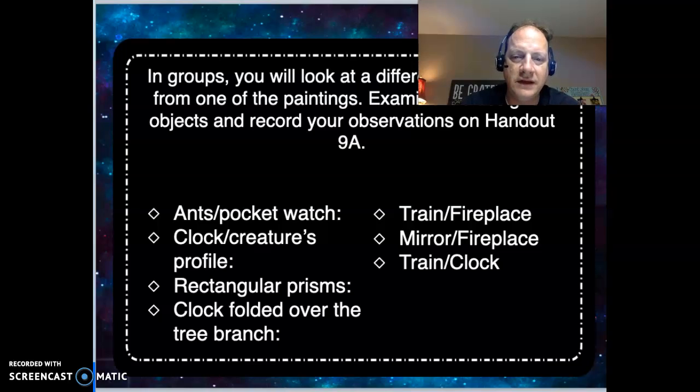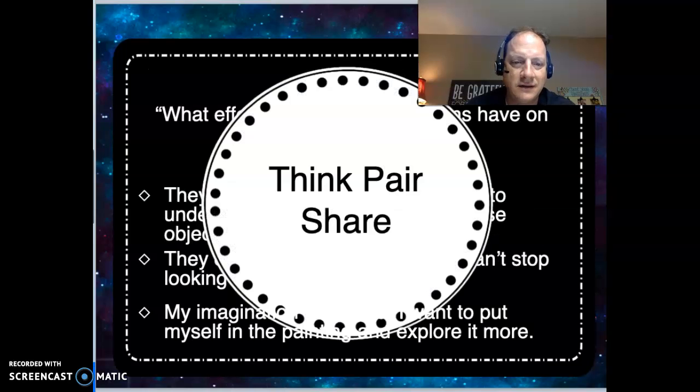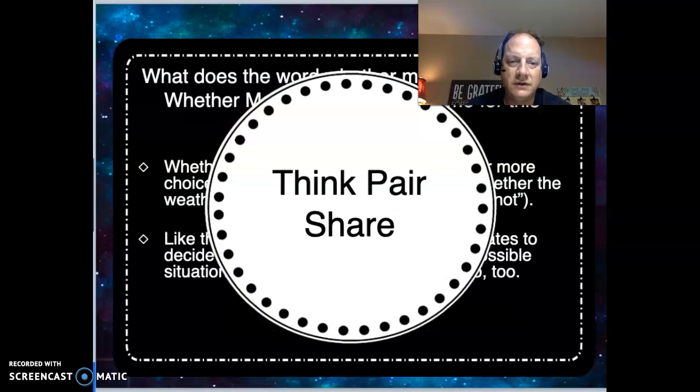Okay, so we can see on 9A there's ants in a pocket watch, clock and creatures, profile, rectangular prism, clock folded over the tree branches, train in a fireplace, mirror and fireplace, train and a clock. So we want to record those on 9A. All right, so I'm going to move a little bit here.